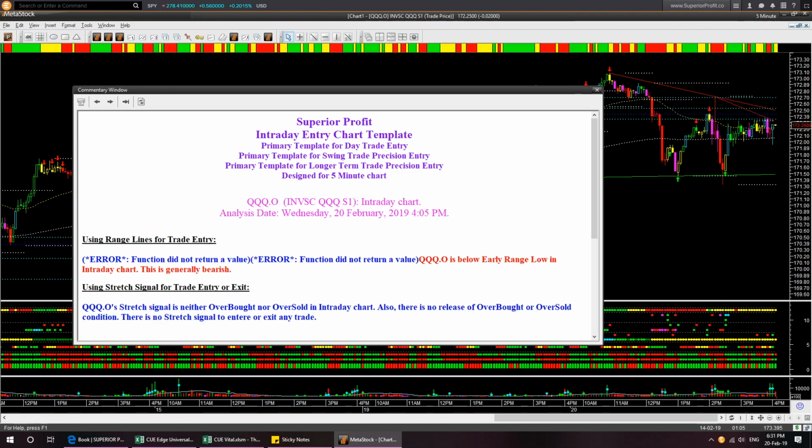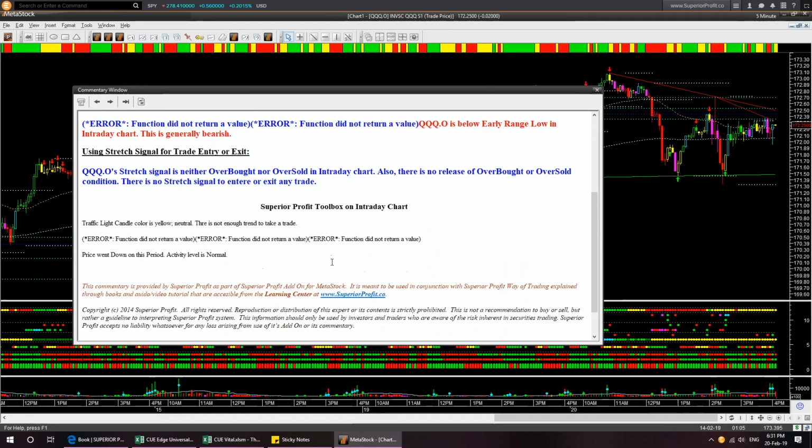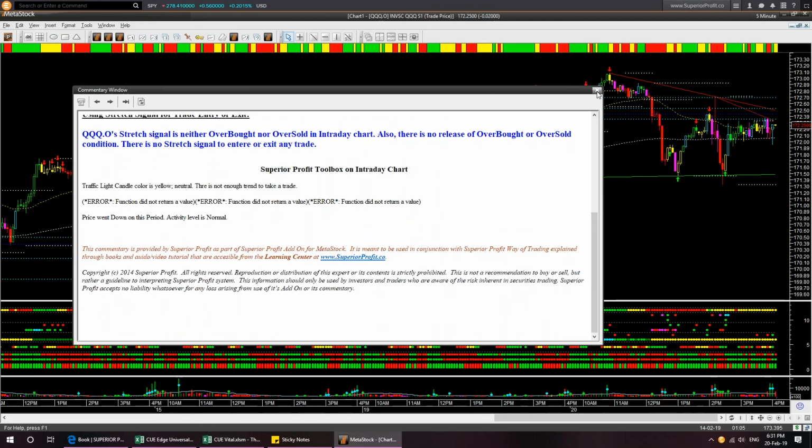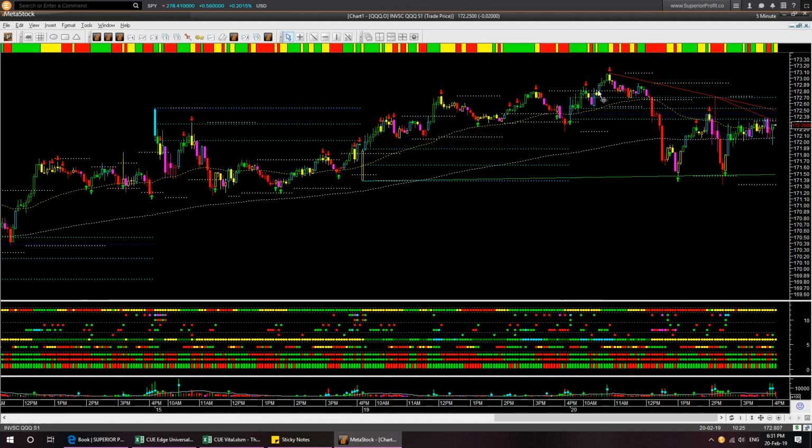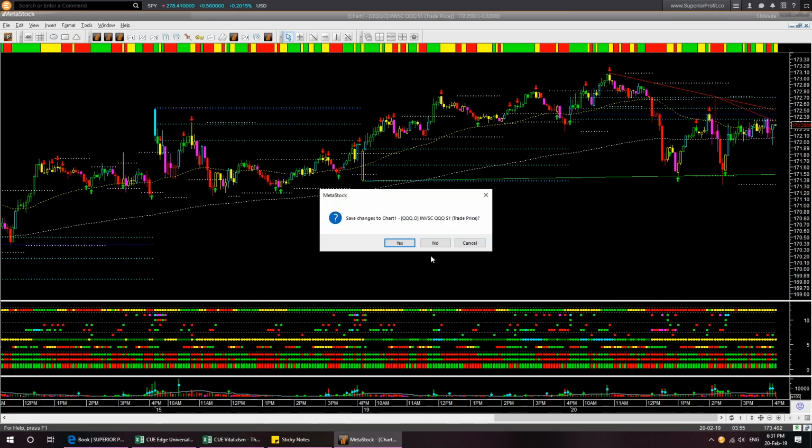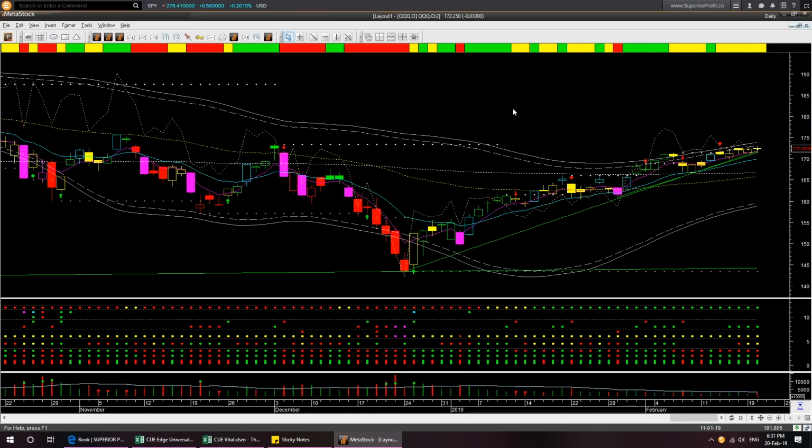It is a small program in itself. It will read the entire chart and interpret it for you. Sometimes if you go to the daily chart interval, it will even tell you whether there is a swing trade entry opportunity. I am back to the daily entry template.